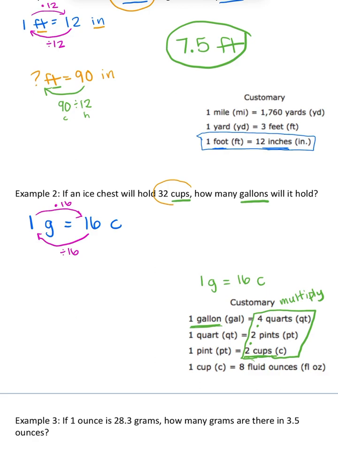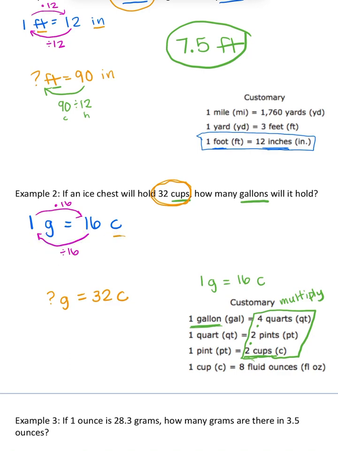My number they gave me was 32 cups. So again, we're working on this side. So 32 cups equals how many gallons? We don't know. That's what it asked us. So I have this side, the cup side, and to get to this side, I have to divide by 16.